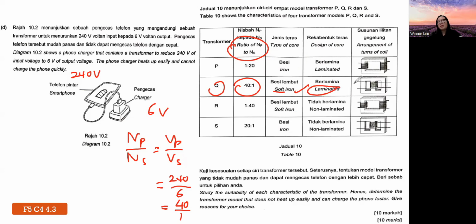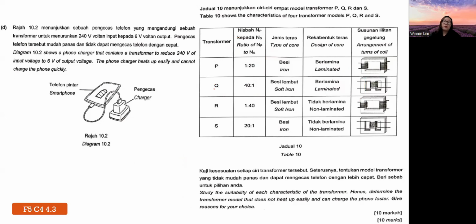Then laminated means it's like a layer cake. Or I always tell students, you actually cut, and then you paste it back. The reason is to reduce the current that is induced in the core itself. We want the current to flow in the coil, but not in the core. When you have more, it also will lose energy as heat, so again, not that efficient. And lastly, do you notice the coils are together, because whatever field is produced by the primary is straight away cut by the secondary. So obviously we choose Q.